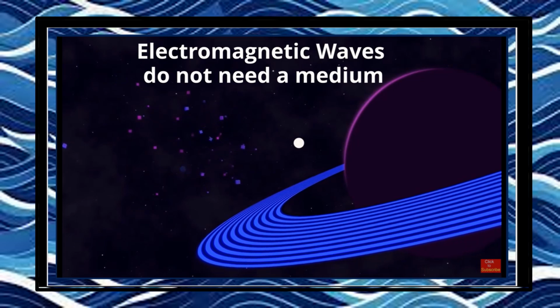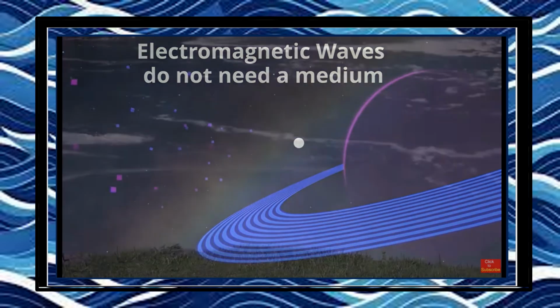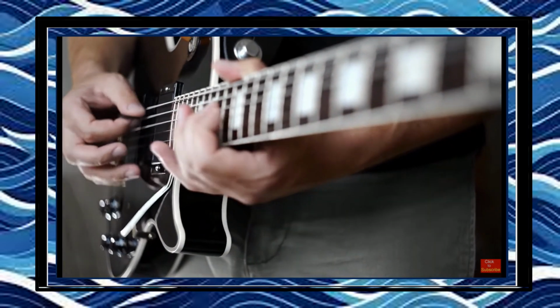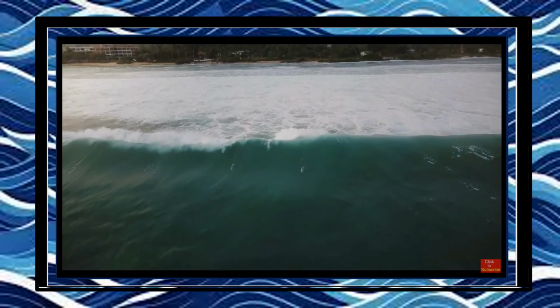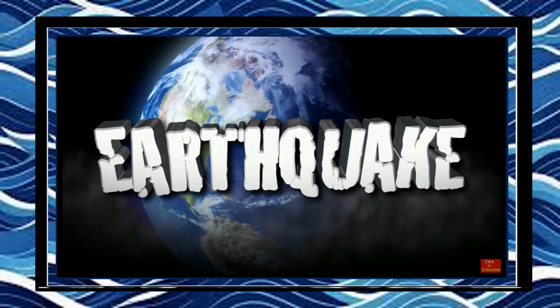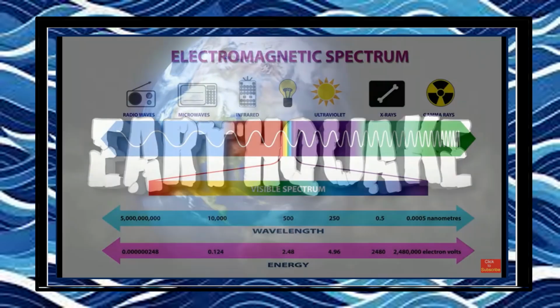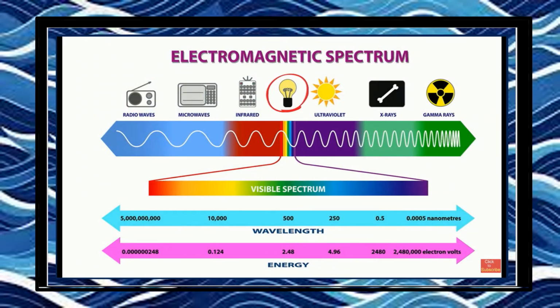These waves can travel through empty space, but they can also travel through it. Examples of mechanical waves are sound, water waves, and seismic waves, which are associated with earthquakes. Examples of electromagnetic waves are light waves, radio waves, and X waves.